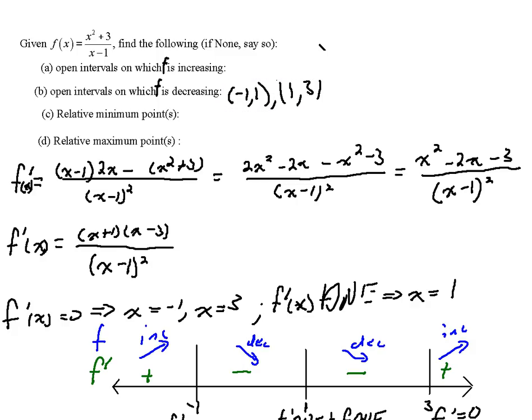So that's the intervals where it was decreasing. So I looked down here and that's where it's decreasing. So now I need intervals where it was increasing. Well, that was -infinity to -1 and 3 to +infinity.